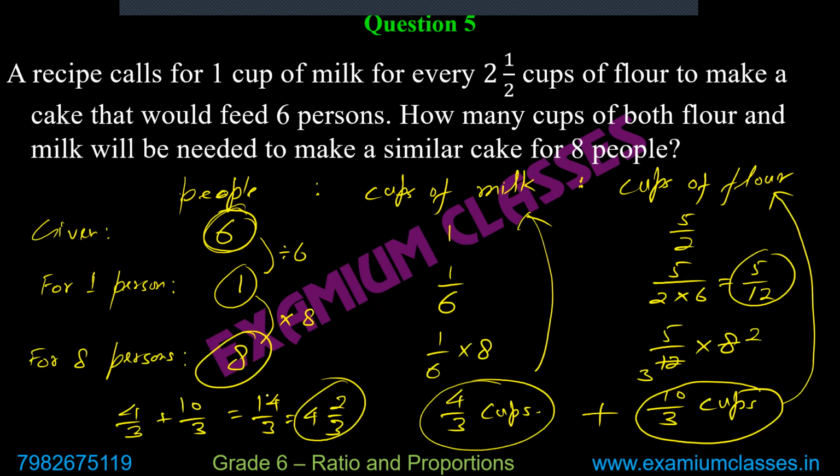We are actually using the unitary method here. What is the unitary method? First calculate how much for one and then calculate for the required one. Okay.